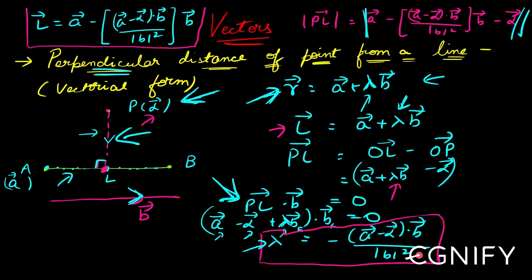We've covered this topic from both angles. We've looked at the Cartesian form. We've also looked at how to find this distance using the vectorial form. This completes the topic. Let's move on to the next subtopic.